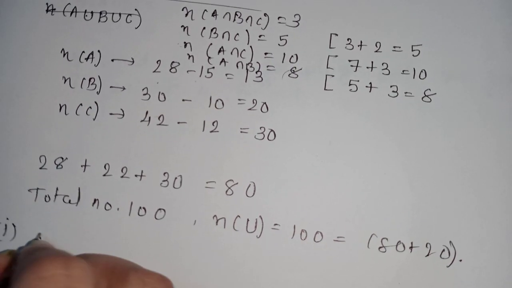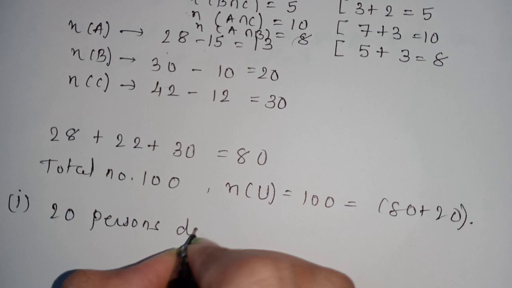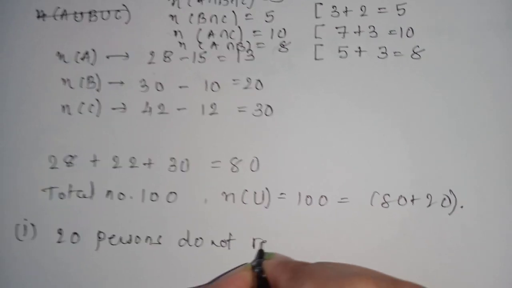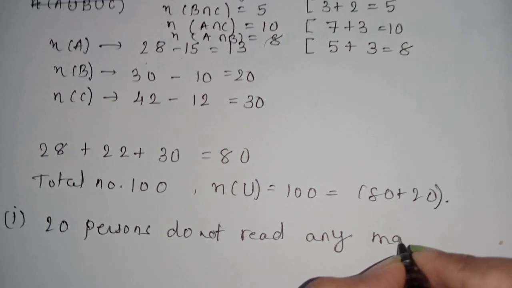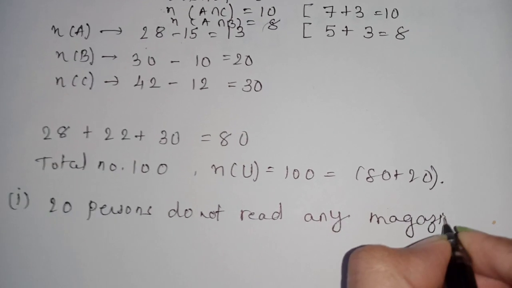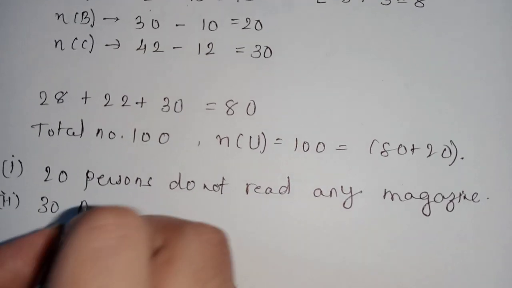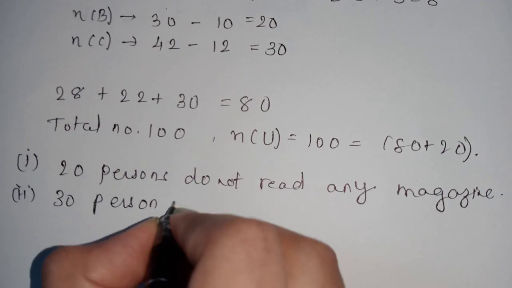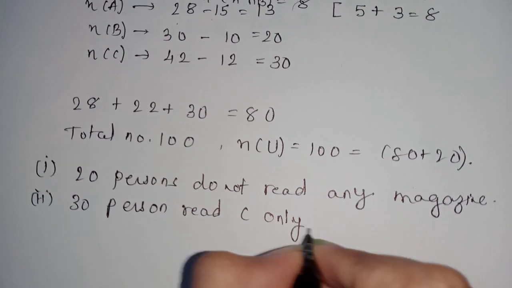Therefore, number 1, 20 persons do not read any magazine, and number 2, 30% read C magazine only.